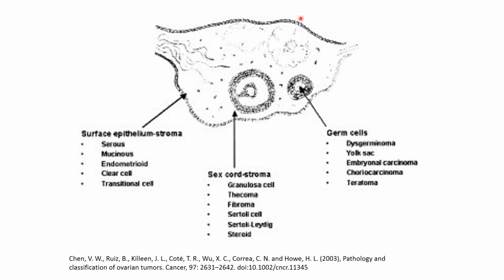Now this is a mature ovary, and again we can see the surface epithelium from which develop the serous tumors, mucinous tumors, endometrioid tumors, clear cell tumors, and transitional cell tumors. And from the sex cord and the stroma develop the granulosa cell tumor. This is the granulosa part. The thecoma, the theca cells will be here. Then the fibroma, again the interstitial or the mesenchymal part of the genital ridge. Then Sertoli cell and Sertoli Leydig cell tumors. Then from the germ cells we get dysgerminoma, yolk sac tumor, embryonal carcinoma, choriocarcinoma, and teratoma.